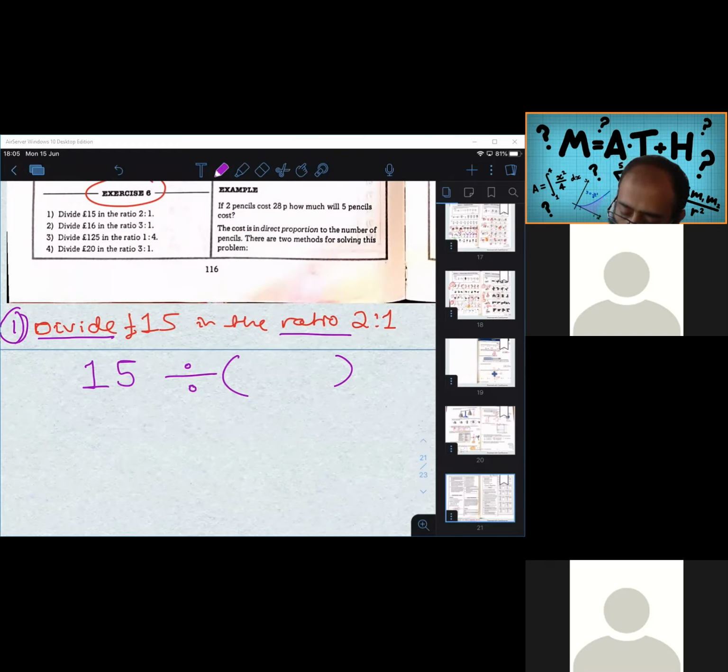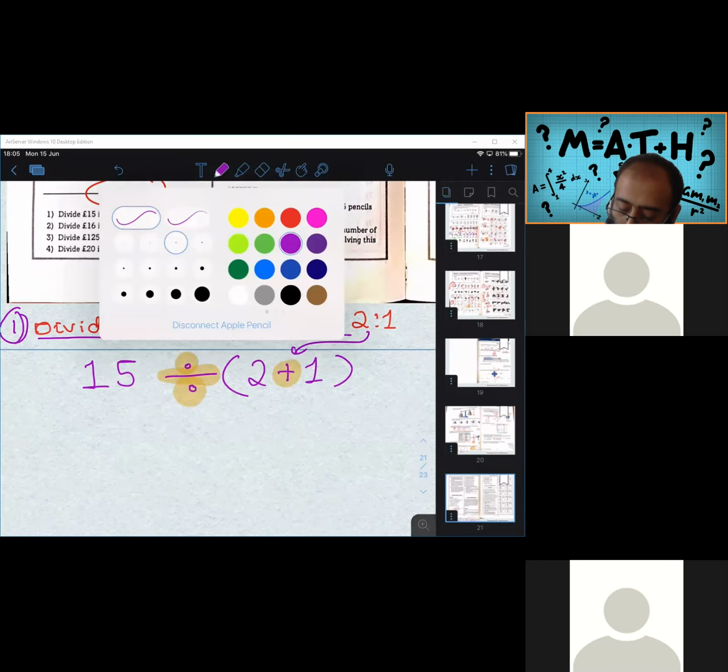Go. You write the ratio down. What's the key thing that we do to the ratio? You add it. 2 and 1 is 3. Add it. So when it says divide, we're dividing it. It says 15 divided by the ratio. The ratio must be added. So what is 15 divided by 3? 5.